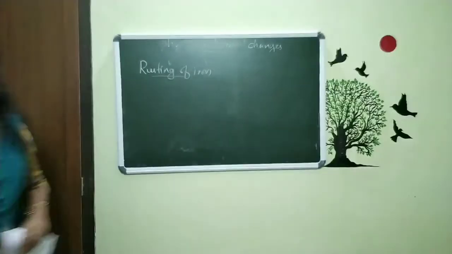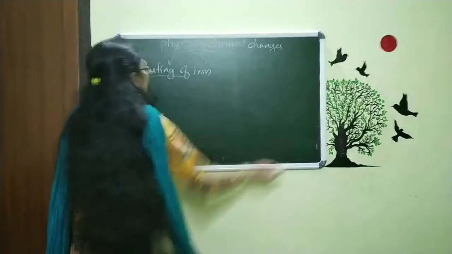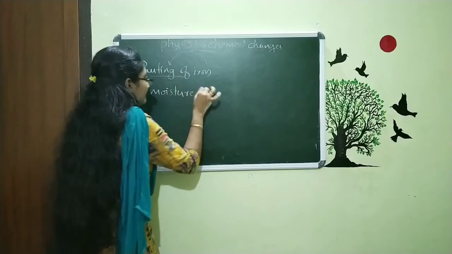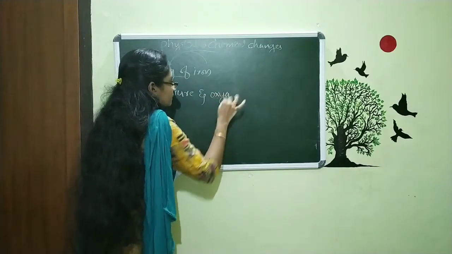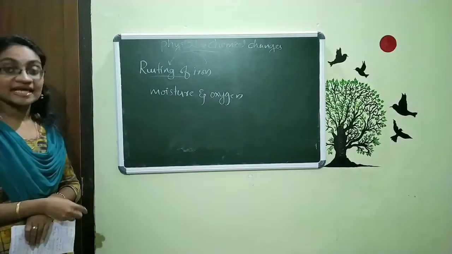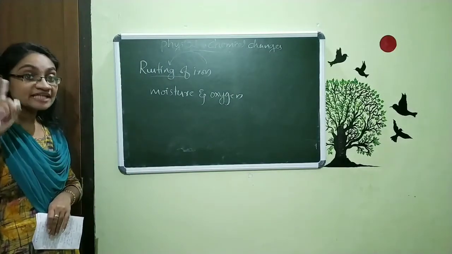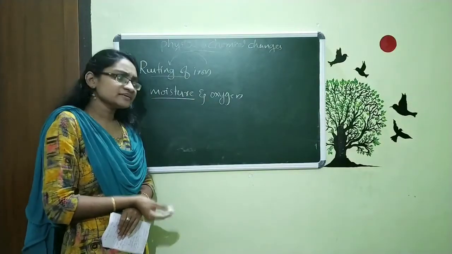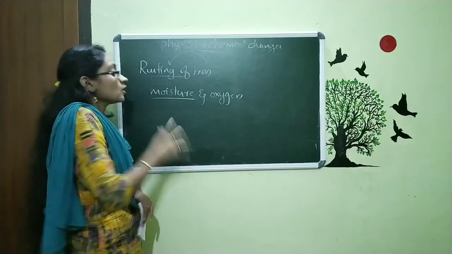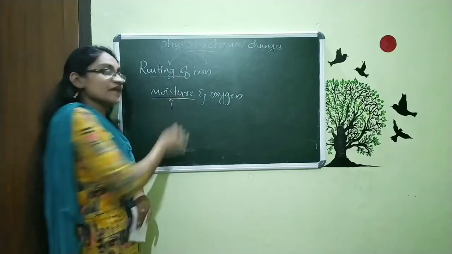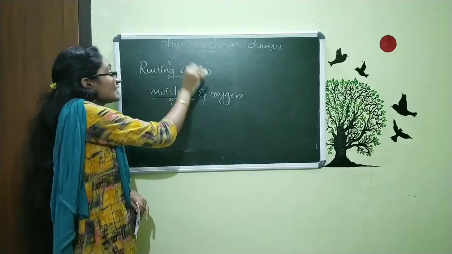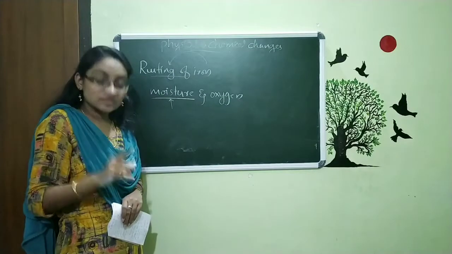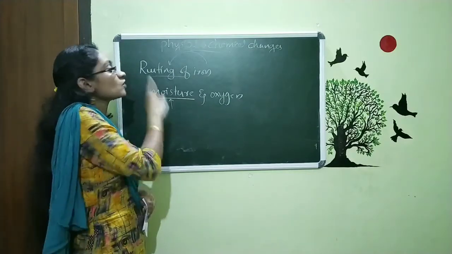Very simple. Rusting occurs with the interaction of moisture and oxygen in the atmosphere. So we can say rusting occurs with the interaction of iron with moisture. Moisture means the water content, maybe in the form of liquid water or also water vapor. No problem. When the iron interacts with moisture, that means water, and oxygen, definitely there occurs the formation of rust.